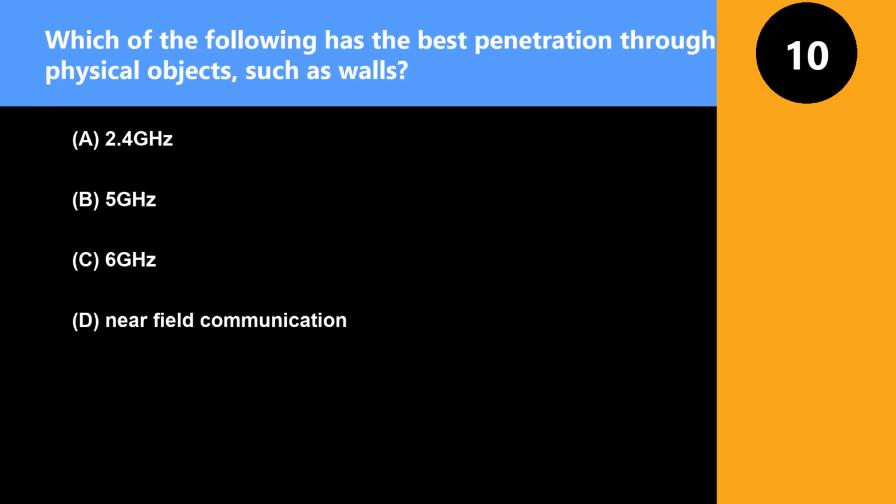Question 10. Which of the following has the best penetration through physical objects, such as walls? Option A. 2.4 GHz. Option B. 5 GHz. Option C. 6 GHz. Option D. Near-field communication. The correct answer is option A, 2.4 GHz.